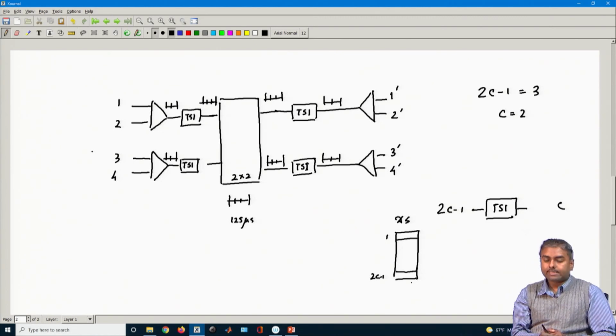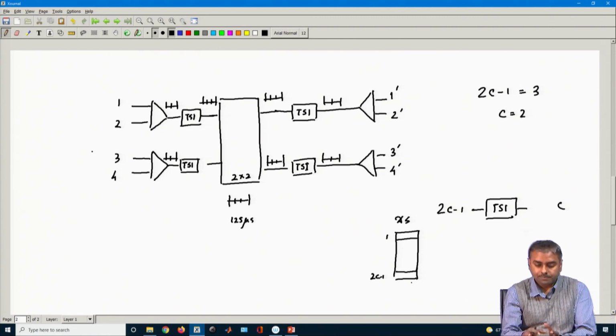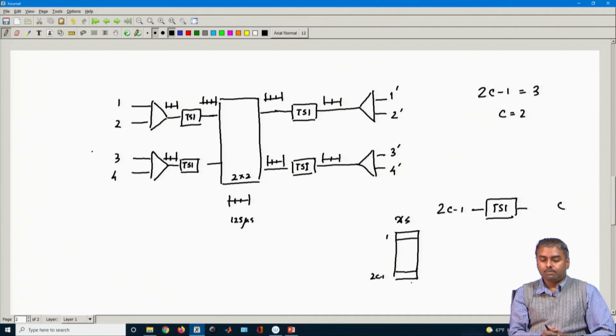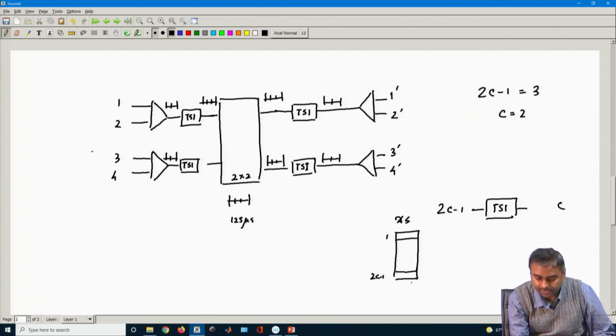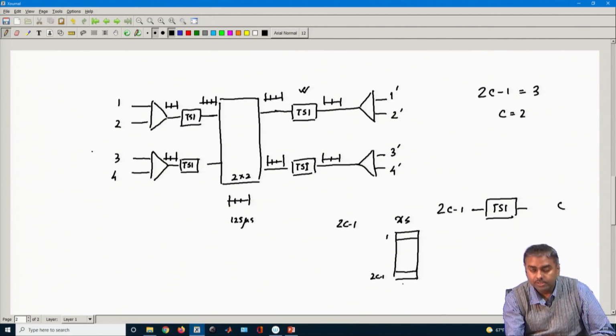So, now let us try to see if we are fetching them. So, if we are trying to write them, what is happening is whatever comes in. So, let us say I am designing this switch. Okay. So, 2C minus 1 datas are coming, I am just storing them one after another.